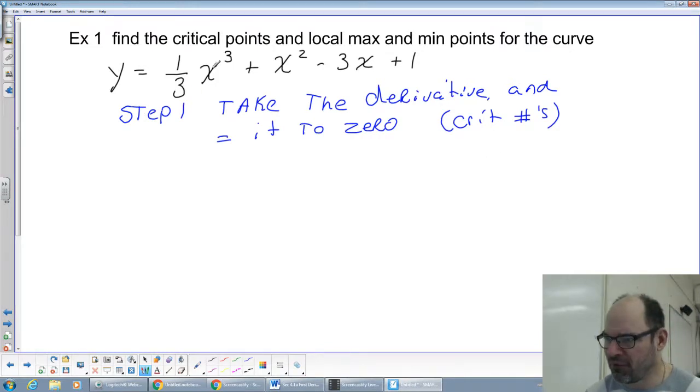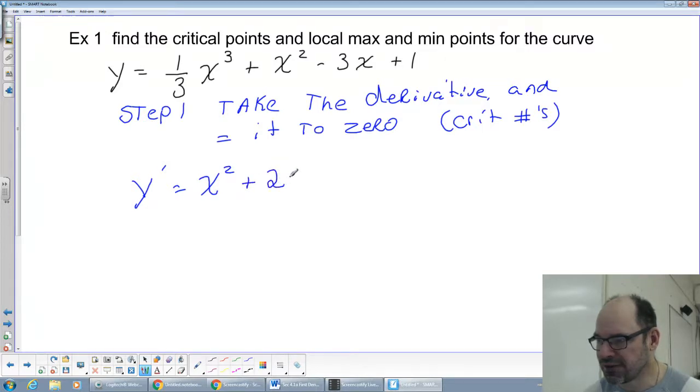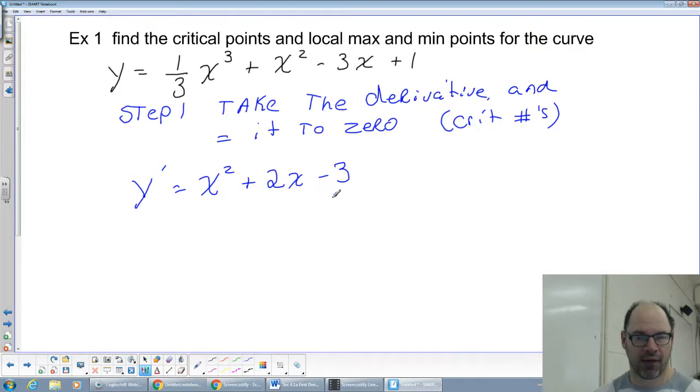So the derivative of this is 3 times 1/3, that would be 1, x squared, plus 2x minus 3. There's our derivative. Then we set it equal to 0.